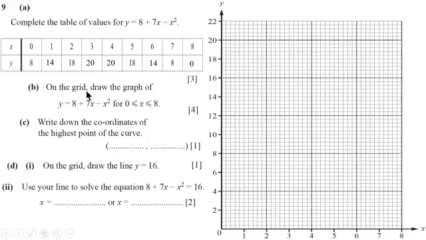B. On the grid, draw the graph of y equals 8 plus 7x minus x squared. I just mark the points and draw the curve like this, okay? C. Write down the coordinates of the highest point of the curve. The highest point will be here. It will be 3.5 of course, and the corresponding y value maybe 20 point something, okay?